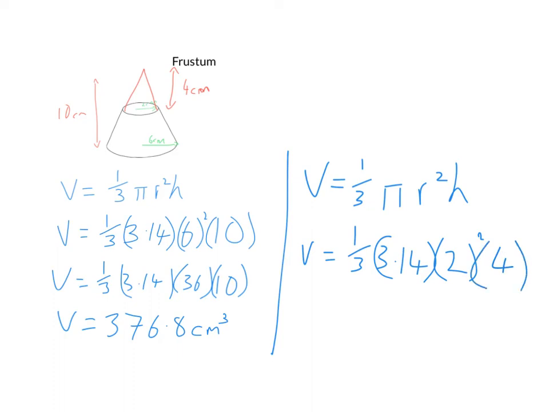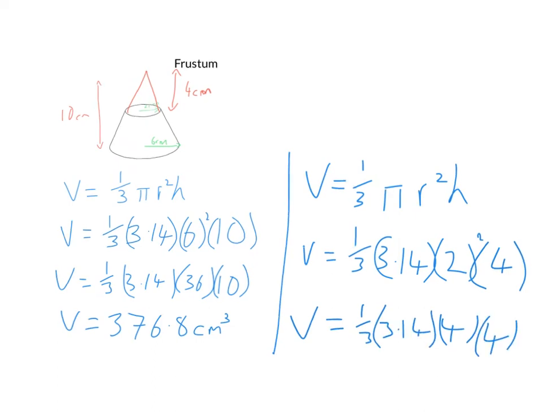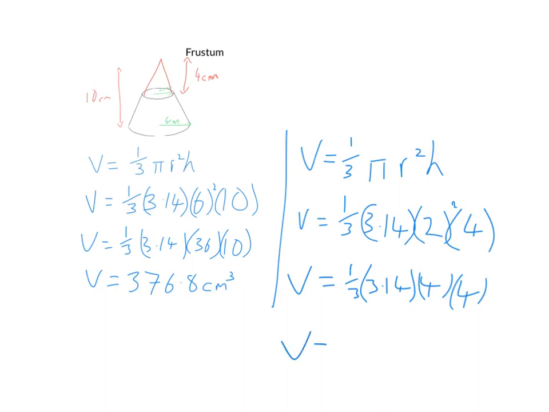Again, BIDMAS says that we should do our indices first, so we're going to square 2 to get 4. When we calculate at the multiplication stage, we get 16.7 centimeters cubed.